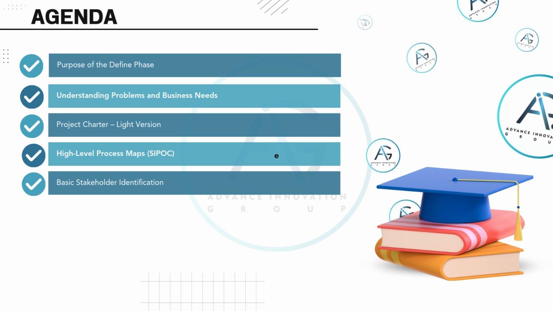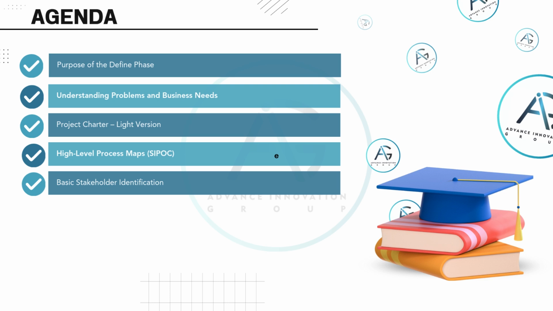Project Charter, light version. We'll go over a simplified version of a project charter. This document acts as a roadmap, outlining the problem statement, goals, scope, timeline, and team roles.